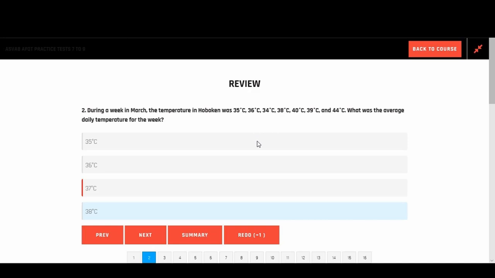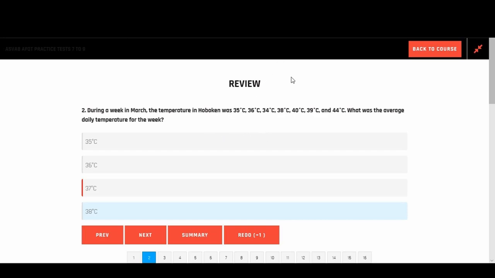So number 2 says, during a week in March, the temperature in Hoboken was 35 degrees, 36 degrees, 34 degrees, 38 degrees, 40 degrees, 39 degrees, and 44 degrees. What was the average daily temperature for the week?